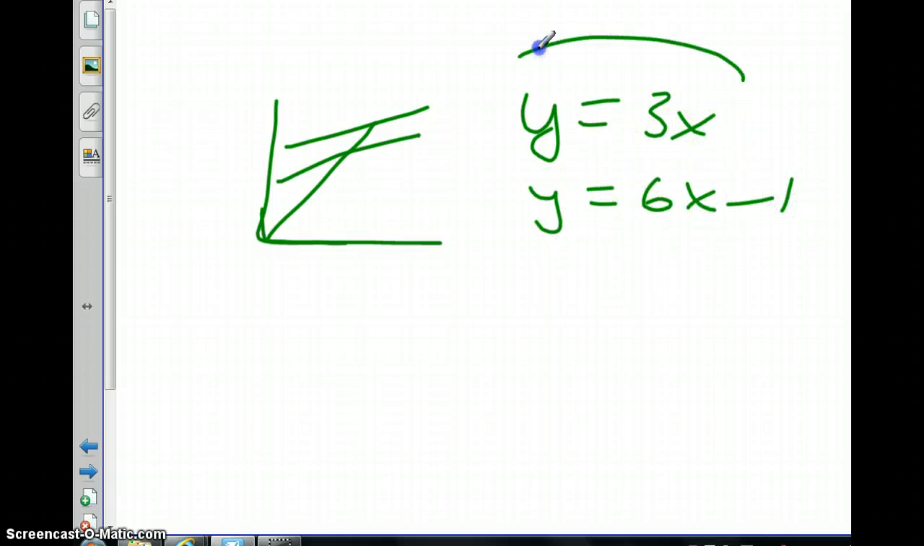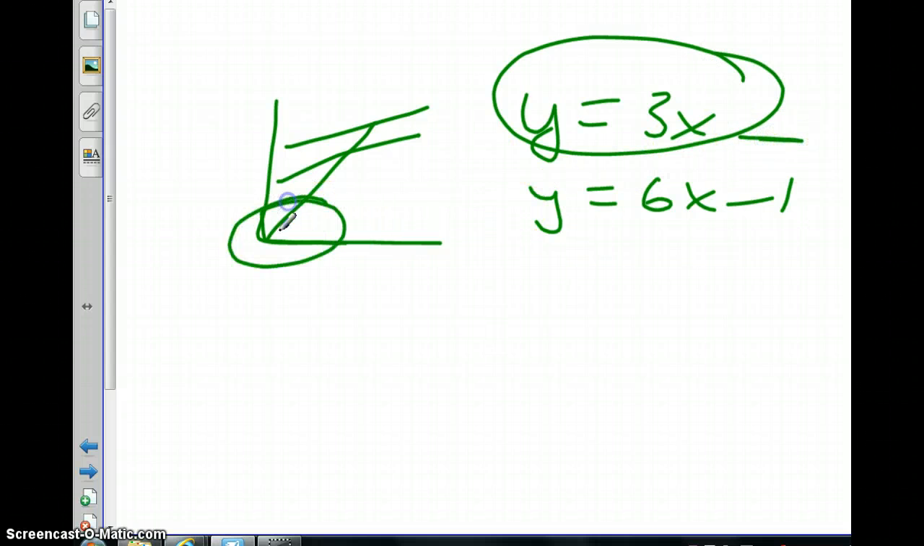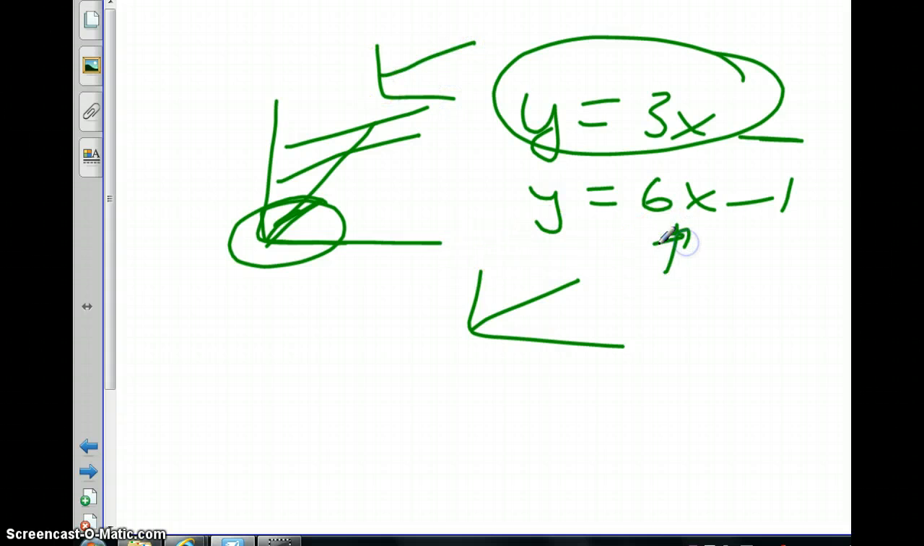Okay. This guy here is direct because my b is 0. This guy here is direct because my b is 0. The rest of them, which do not go through the origin, do not have a y-intercept of 0. They are partial variation. They already started above 0, and then they keep going based on their slope. Okay, that's what partial variation is all about. So that could be another question.